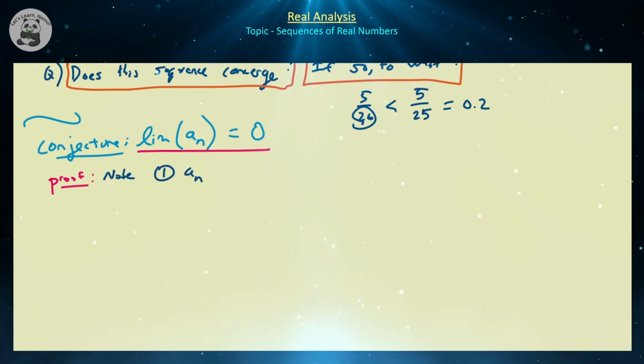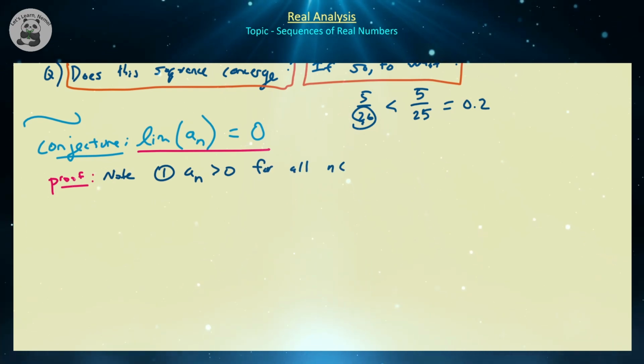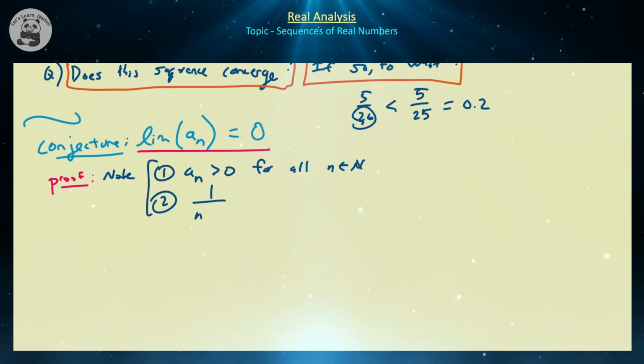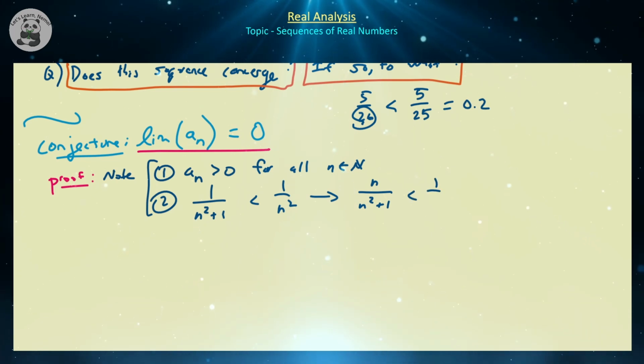The first is that a_n is greater than 0, and that's true for all n in the set of real numbers, and you can probably prove that using mathematical induction quite easily. Another thing that you can prove via the properties of real numbers is that 1 divided by n squared plus 1 is less than 1 divided by n squared, and that's practically due to the fact that n squared plus 1 is greater than n squared. And that's going to imply that n divided by n squared plus 1 is less than 1 divided by n squared.